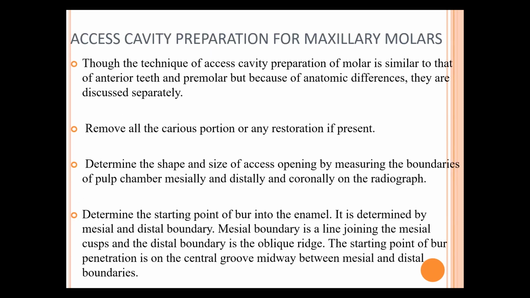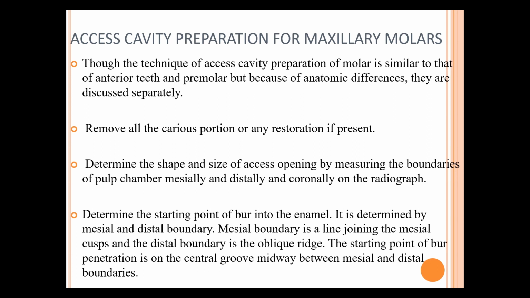Now coming to access cavity preparation for maxillary molars. Though the technique of access cavity preparation of molars is similar to that of anterior teeth and premolars, because of anatomic differences, they are discussed separately. Remove all the carious portion or any restoration if present. Determine the shape and size of the access opening by measuring the boundaries of the pulp chamber mesially, distally and coronally on the radiograph. Determine the starting point of the bur into the enamel. It is determined by the mesial and distal boundaries.